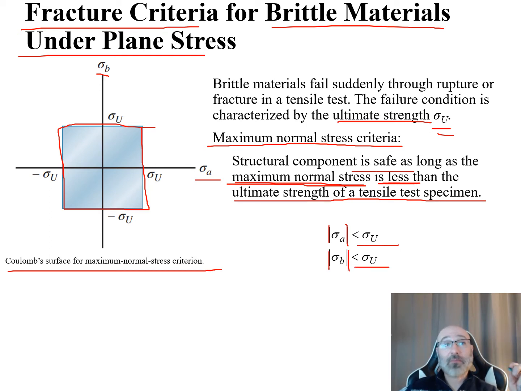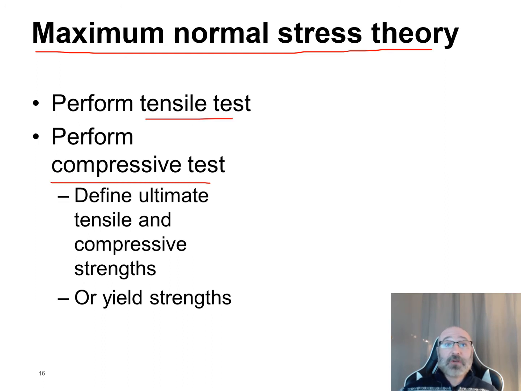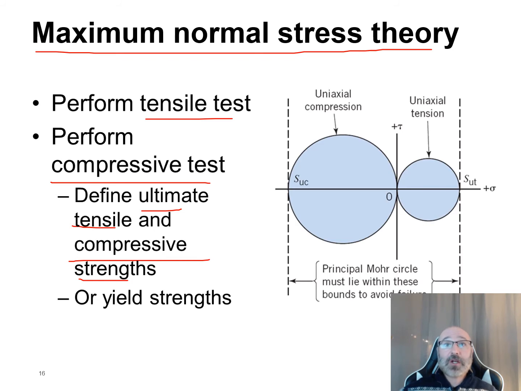So now let's take a look at our maximum normal stress theory. Here we're going to perform two different tests: a tensile test and a compression test as well. For each of these, we're going to define an ultimate tensile and an ultimate compressive strength, and we're going to represent that graphically. Here is our uniaxial compression and our uniaxial tension test. Here is our S sub UC, our ultimate compressive strength, and S sub UT, our ultimate tensile strength.